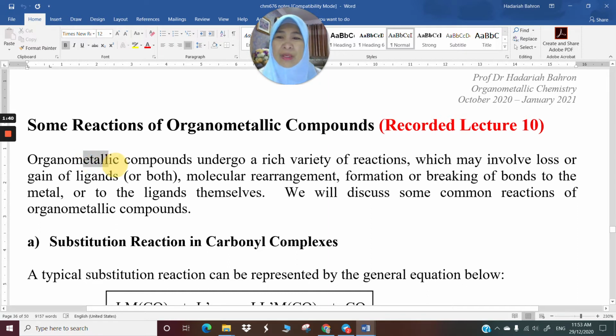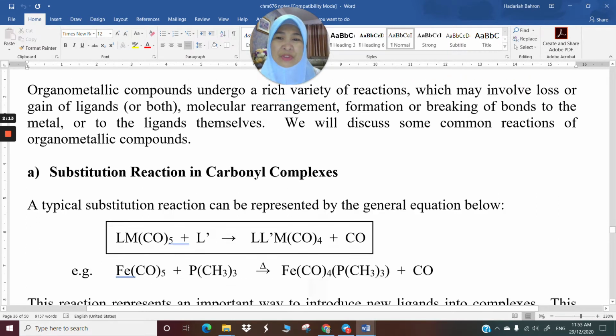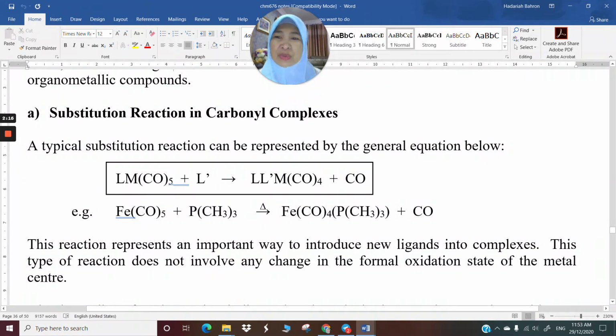So organometallic compounds can undergo a variety of reactions which may involve either loss of a ligand or gain of a ligand. It can involve molecular rearrangement, it can involve formation or breaking of bonds to the metal and to the ligands themselves. The ligands attached to organometallic compounds can react with themselves, if not with the metal. We will discuss some common reactions of organometallic compounds. The first one that I want to go into is substitution reaction of carbonyl complexes.